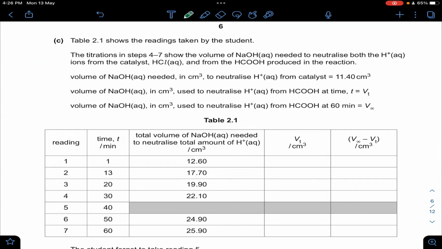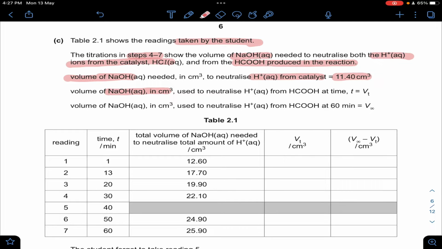Table 2.1 shows the readings taken by the student. The titration step 4 to 7 shows the volume of NaOH needed to neutralize both the H plus ions from the catalyst HCl and from the methanoic acid produced in the reaction. Volume of NaOH in cm cube needed to neutralize H plus ion from catalyst is 11.40 cm cube. So this is the volume of NaOH needed to neutralize the H plus ion from the catalyst, 11.40.